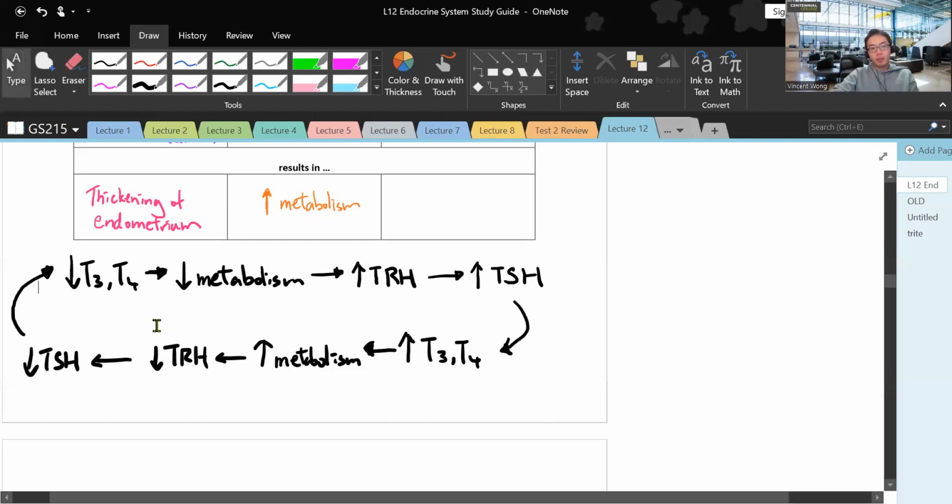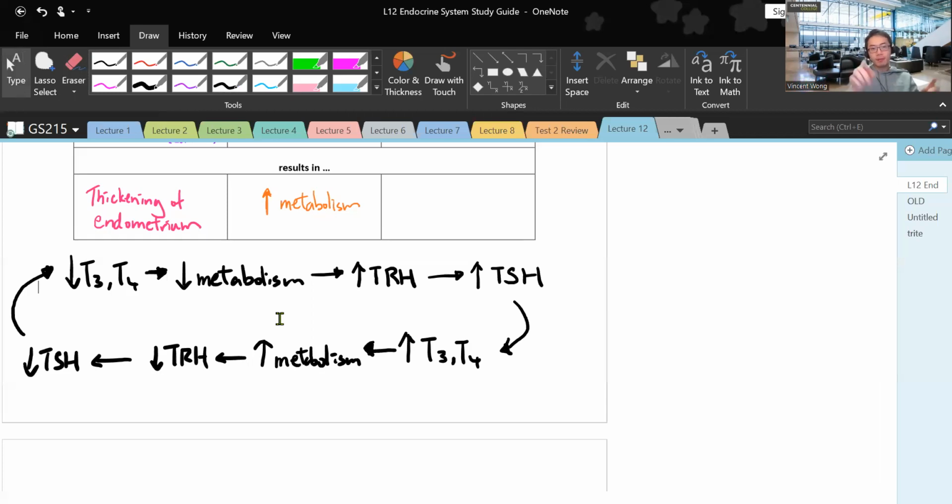Except we're not talking about temperature here. We're talking about metabolism, metabolic rate. Is that okay? You have to understand this relationship before we talk about hyperthyroidism and hypothyroidism. Any questions?